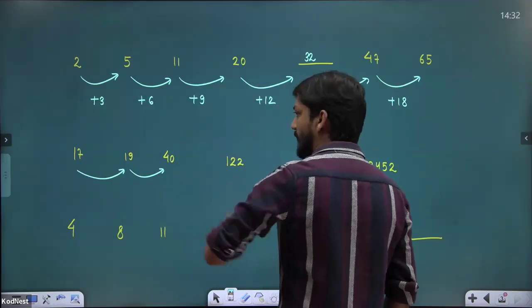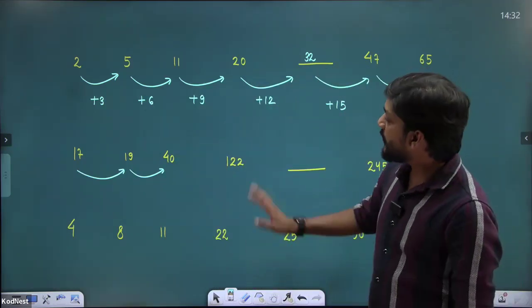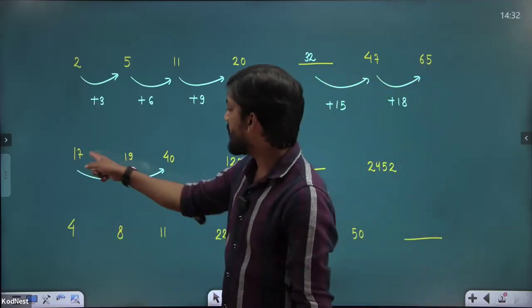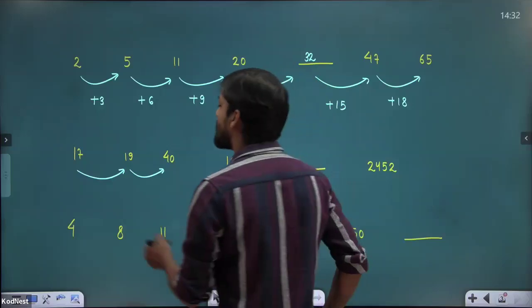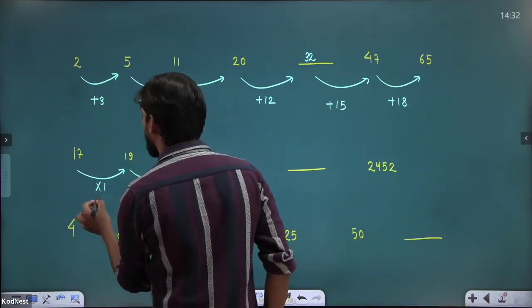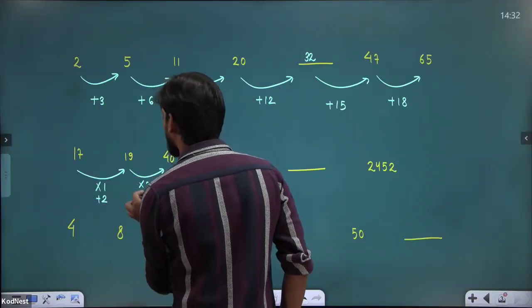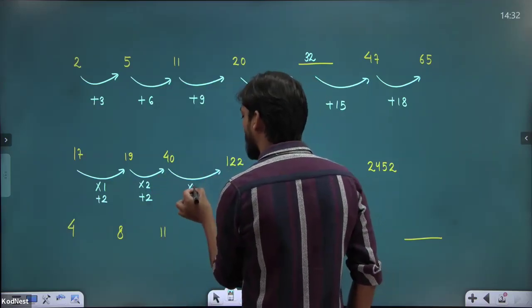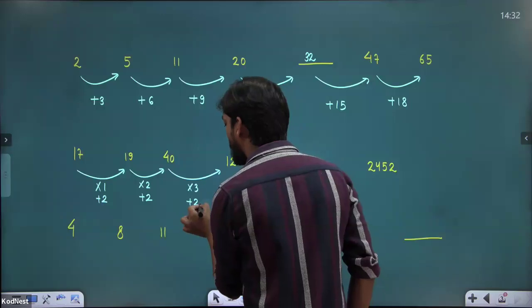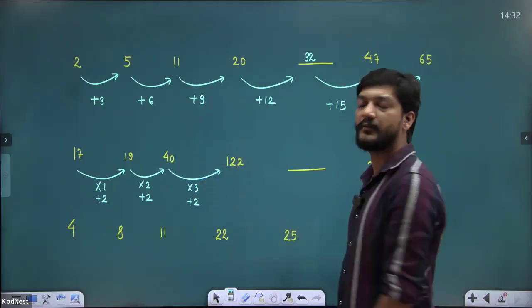Multiplication, you will have to think. Now, just multiplication will not work out because 17 and 19 cannot be related by multiplication. So you have to think this way. Multiply by 1 plus 2. 19 to 38, 38 plus 2. Then 40 into 3, 120, 120 plus 2, 122. This is how it will work.